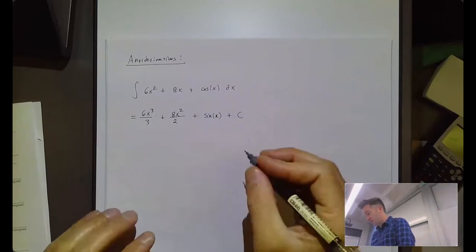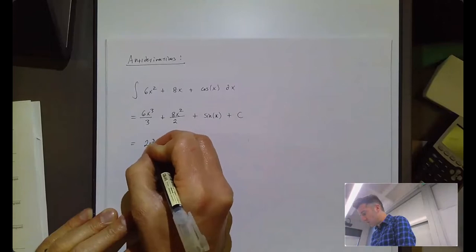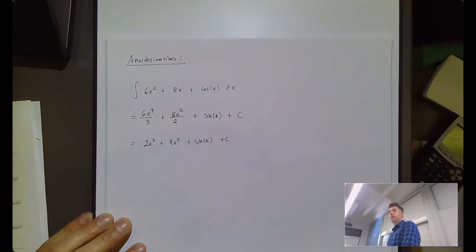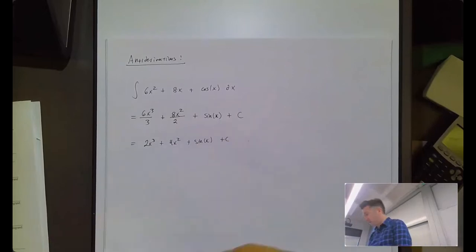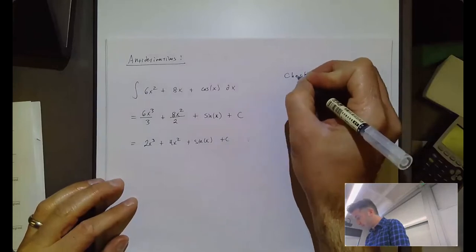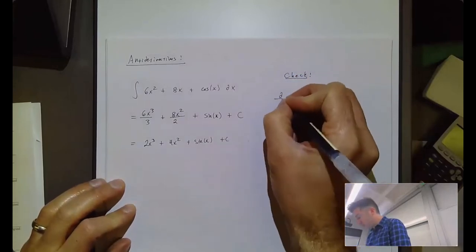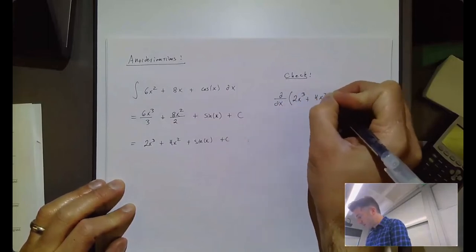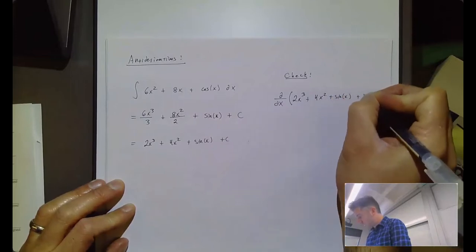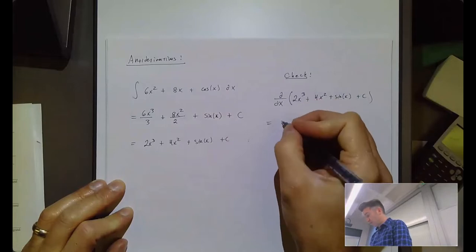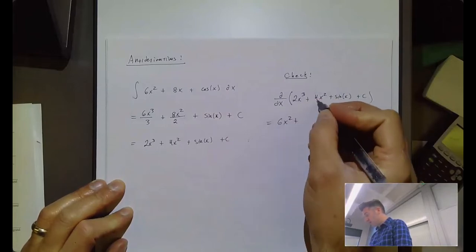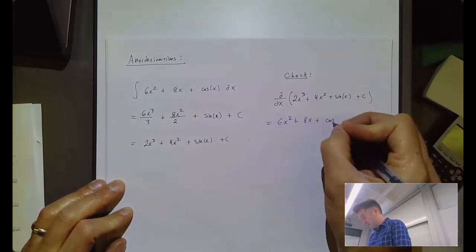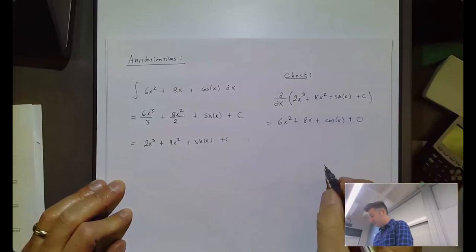I'm going to simplify this a little bit. It equals 2x cubed plus 4x squared plus sine of x plus c. And now I'm going to check my work. So let's check. Is this right? Well, what's the derivative of what I just found? The derivative of 2x cubed plus 4x squared plus sine of x plus c is going to be, let's see, the derivative of 2x cubed is 6x squared. The derivative of 4x squared is 2 times 4 is 8x to the first. The derivative of sine of x is cosine of x. The derivative of a constant is 0. Oh yeah, those match.